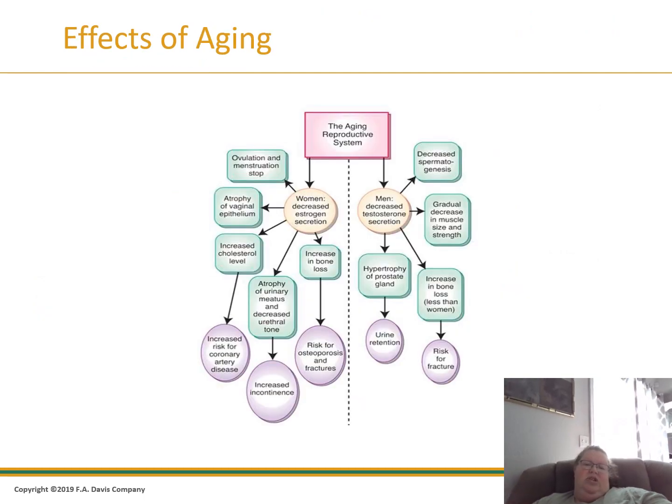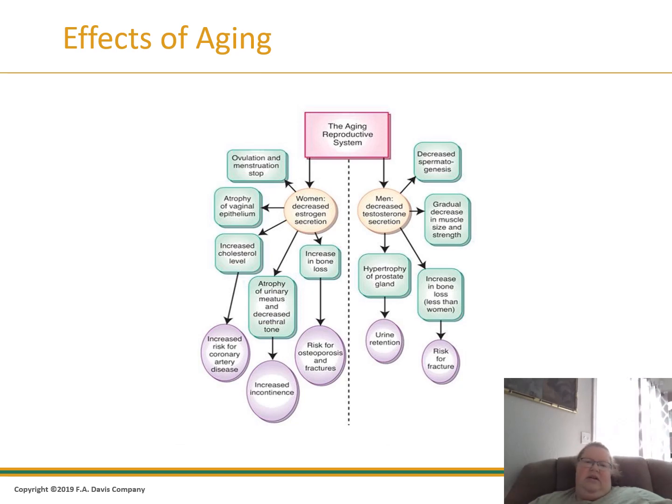So, the effects of aging on the reproductive system. For women, ovulation and menstruation will stop, so women decrease estrogen secretion. For men, there's decreased testosterone secretion. They have decreased spermatogenesis, which means they don't make as many, but that doesn't mean that they aren't able to have children. They could still have children as long as everything's functioning, till they die. The problem is that usually the sperm don't move as fast as they used to, so it doesn't mean that they can't.